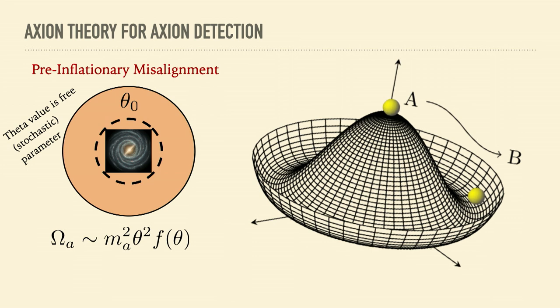The way that we could try to understand this is by saying, well, the axion has some initial configuration in the early universe, and let's start by hypothesizing that it is homogeneous.